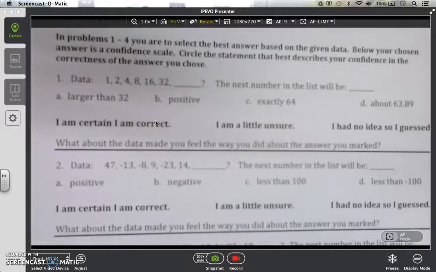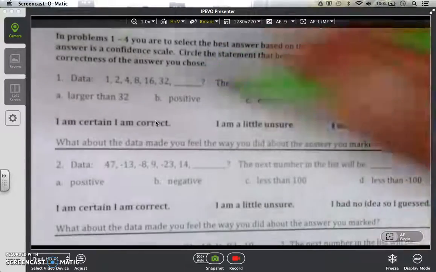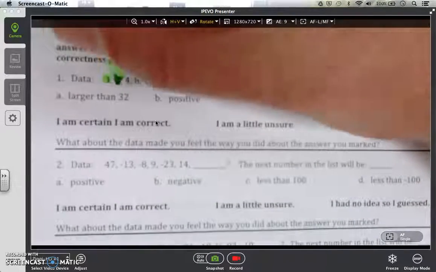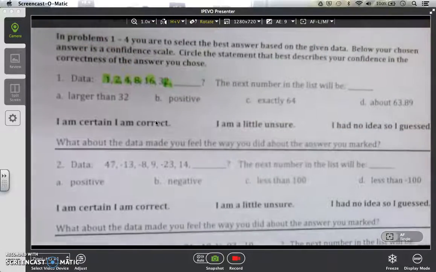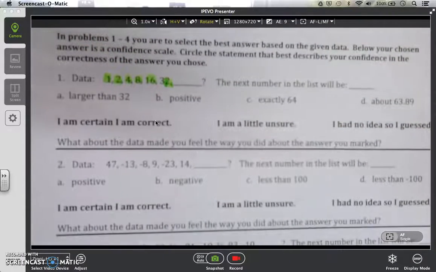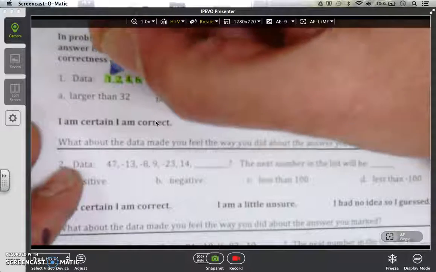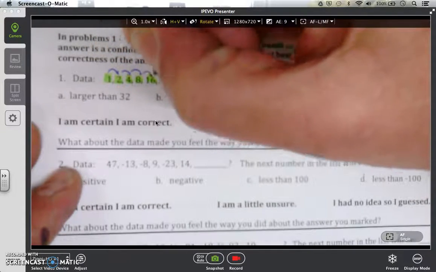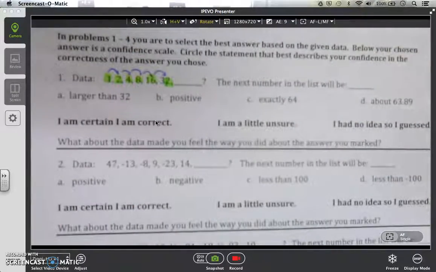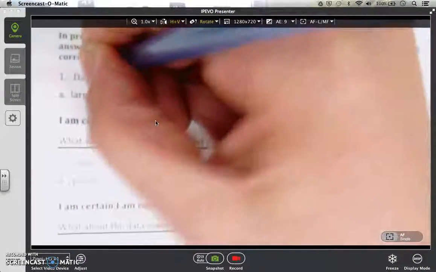Usually data is, like, if we're talking test scores, all over the place. But in some cases, with this sort of data, you might notice a pattern. This goes 1, 2, 4, 8, 16, 32. It's been a while since we did this, but hopefully you recognize that there is a doubling going on each time. Basically it's going times 2 each time.